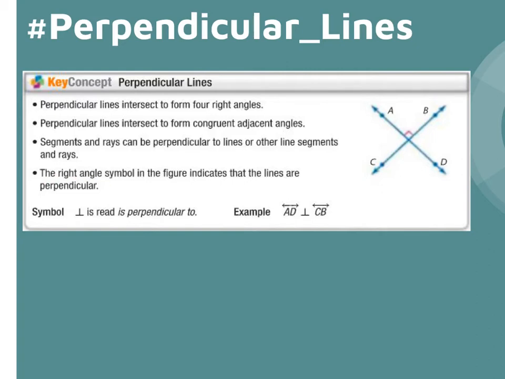The right angle symbol, which you will see right here, shows that these two lines are perpendicular. The symbol is an upside down capital T and can be read like this. Line AD is perpendicular to line CB.